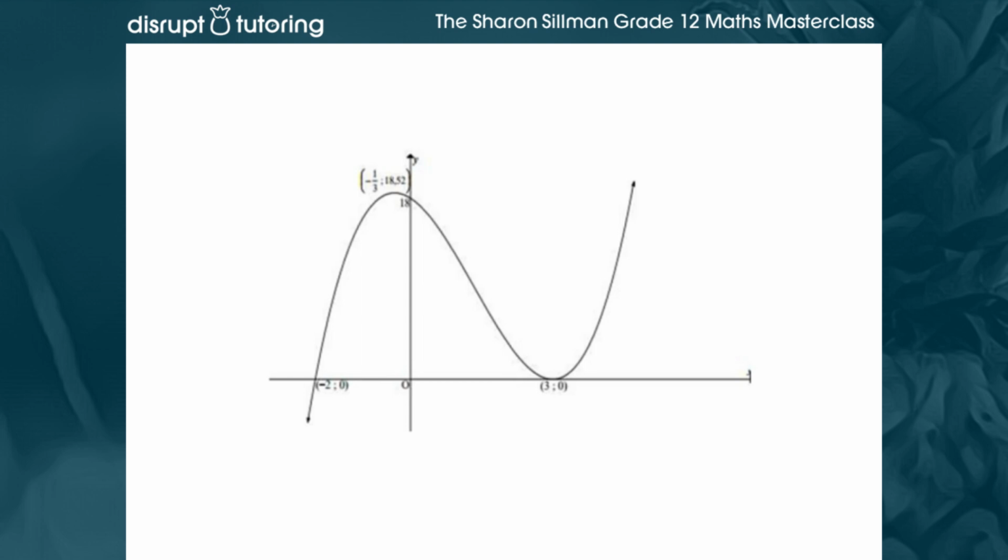Remember, the a value was positive, so therefore it's increasing first. This is our one x-intercept, this is another, this is also a turning point. There's our y-intercept of 18, and there's our turning point of minus 1/3, 18.52. Let's go back and look at what the other question was.